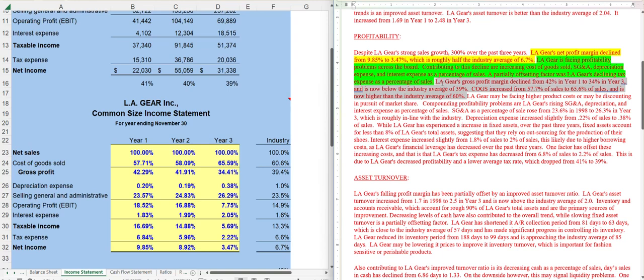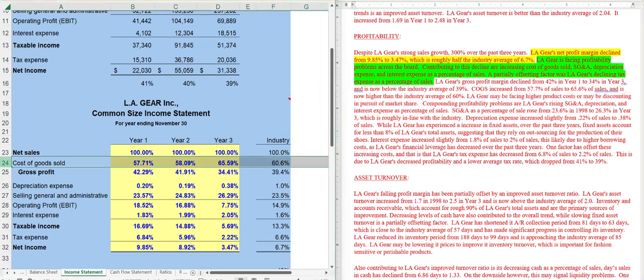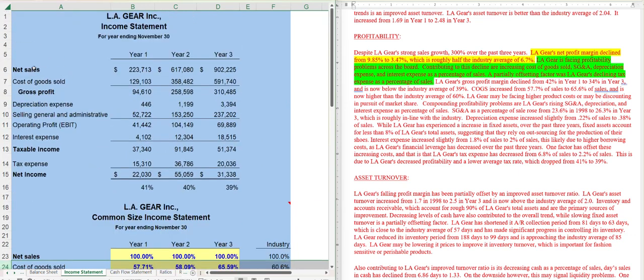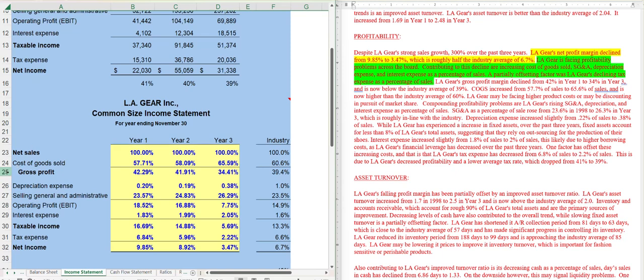But there's my sentence saying what happened and how does it compare to the industry. And in this case, we might be facing either higher product costs because our cost of goods sold has gone up, or it could be that we've just started competing for market share. Remember our huge increase in sales? One easy way to increase sales is to lower our selling price. And lowering our selling price, of course, would result in a lower gross profit margin.